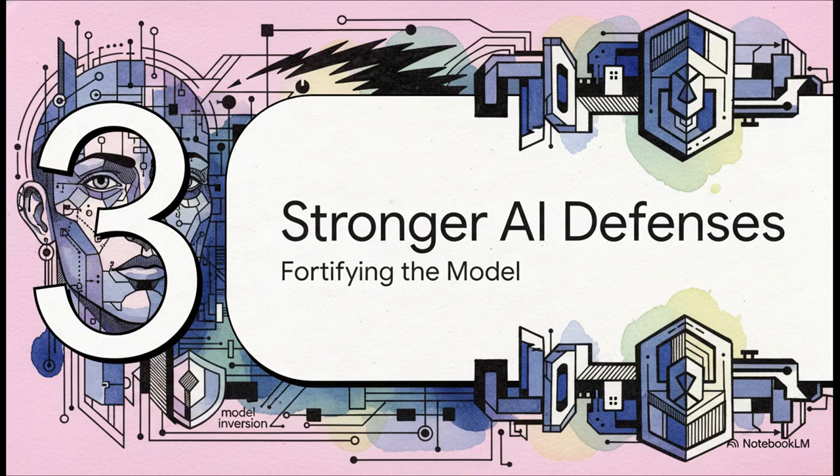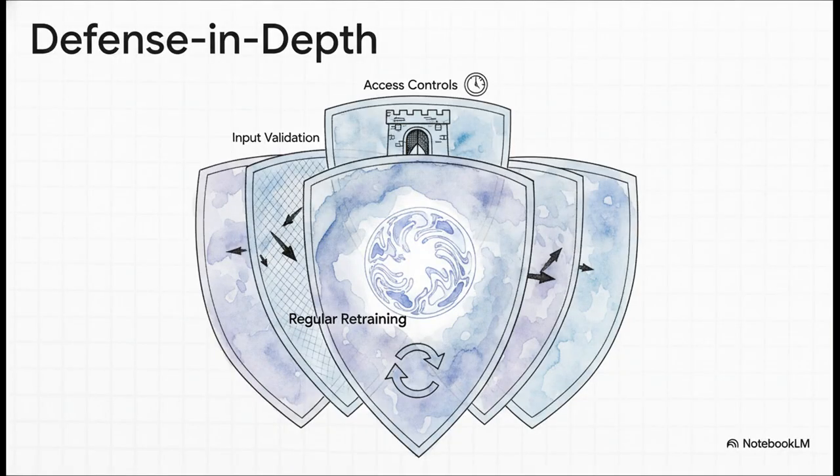So let's talk about how we can actually fortify these models against these kinds of attacks. The best approach is a layered one, something called defense in depth. It starts with simple access controls, like rate limiting, which stops an attacker from just spamming the model with millions of questions. Then you have input validation to spot and block weird queries.